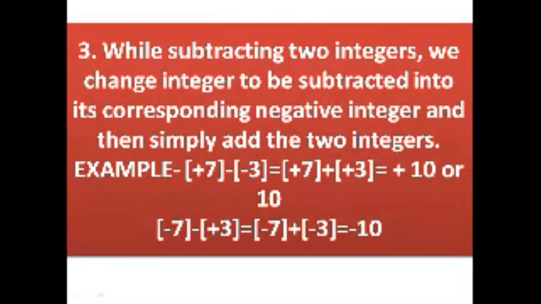Next, while subtracting two integers, we change the integer to be subtracted into the corresponding negative integer and then simply add the two integers. For example, when -3 is subtracted from plus 7, we get plus 7, minus minus becomes plus 3, that means plus 10 or 10. -7 minus plus 3 is minus plus, that is -10.